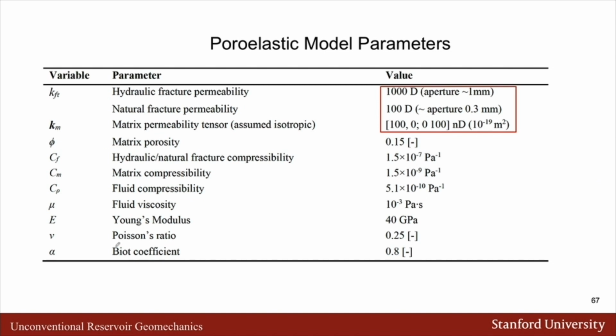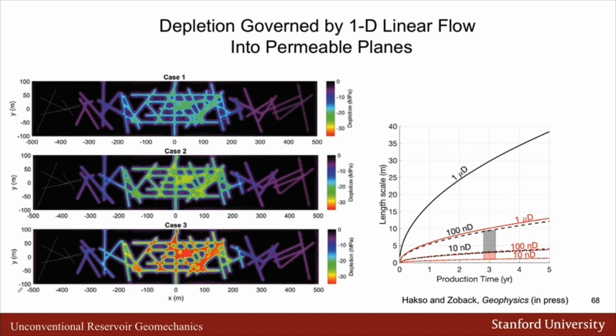The parameters that we put into this model: we used 1,000 Darcys for the hydraulic fractures. That would correspond to an aperture of about 1 millimeter. Natural fractures would be 100 Darcys. We're arguing they have an effective aperture of about 0.3 of a millimeter, and the matrix is about 100 nanodarcys. Okay, we have a matrix porosity of 15%, and you can read the other parameters, none of which are unusual, but of course these are models and assumed values.